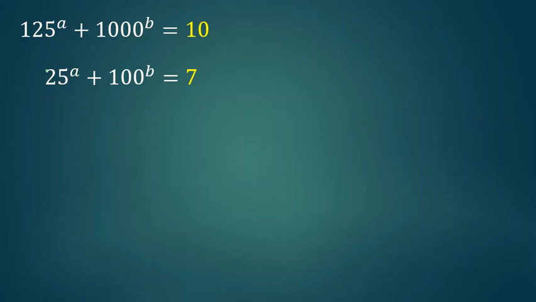These two numbers are powers of 5, and these two numbers are powers of 10. So we write the first one: 125 is 5 cubed, to the power of a; 1000 is 10 cubed, to the power of b, equals 10. This number is 5 squared, to the power of a, plus 100 is 10 squared, to the power of b, equals 7.